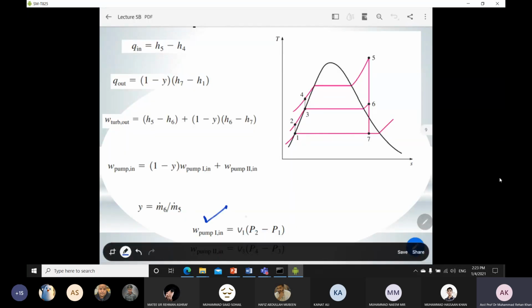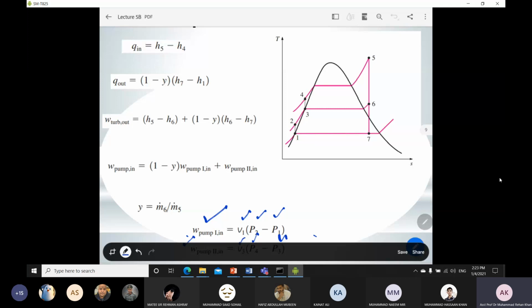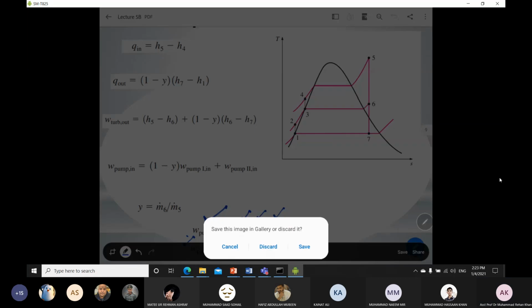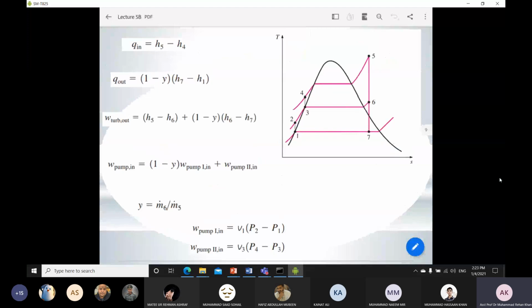For pump in, we find it in a similar way: specific volume at 1 into P2 minus P1. Then you have to apply the same principle for pump 2 also. You need specific volume at 3 and P4 minus P3. If you have any question, you can ask me also.